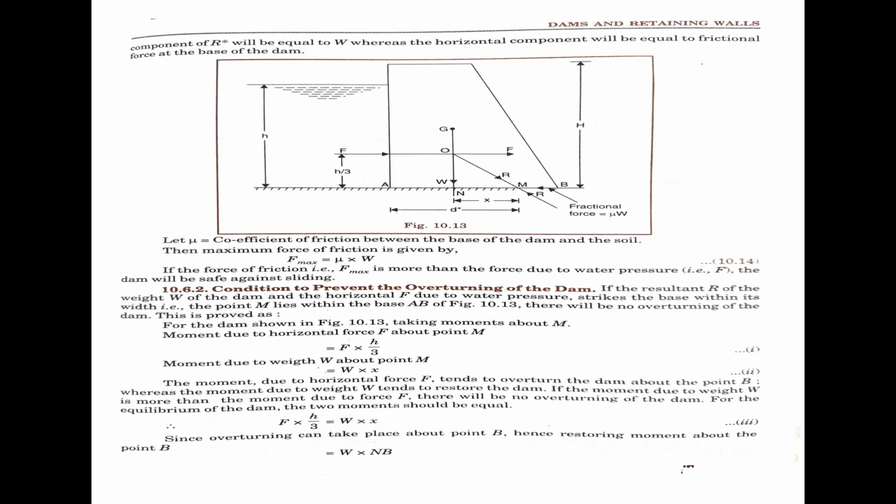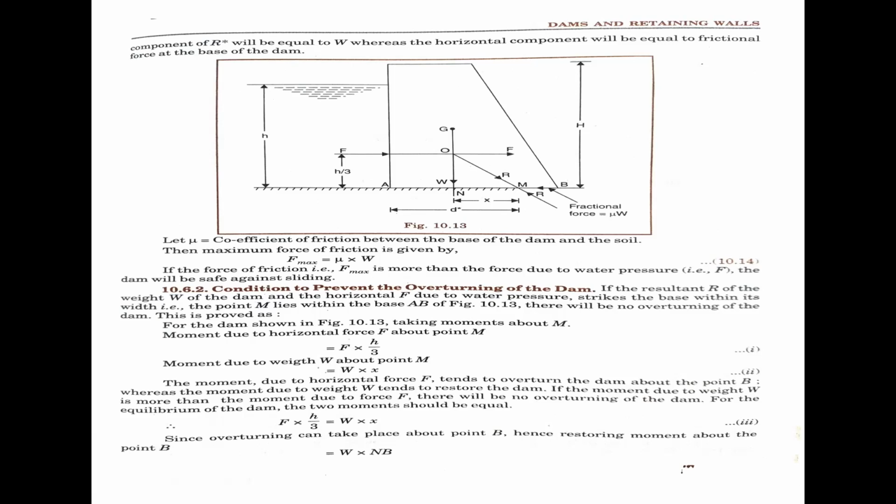You have to see the condition for overturning. There will be no overturning of the dam. This is proved; I have to write it theoretically. Now, to prevent the overturning of the dam, if the resultant of the weight capital W of the dam and the horizontal force capital F due to water pressure strikes the base within its width, see the point capital M lies within the base capital AB.